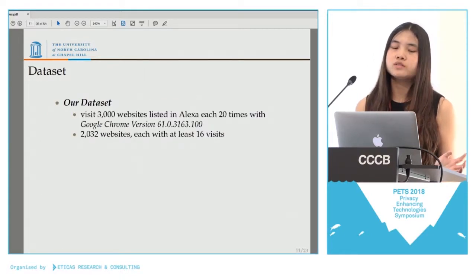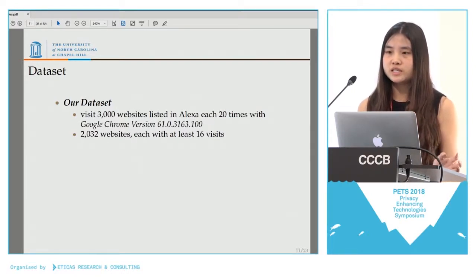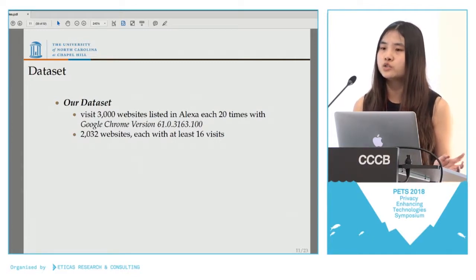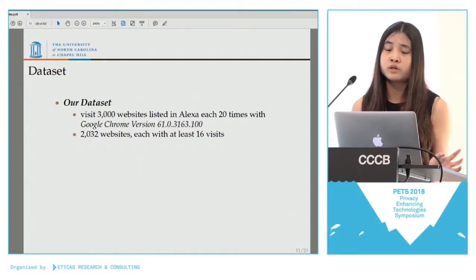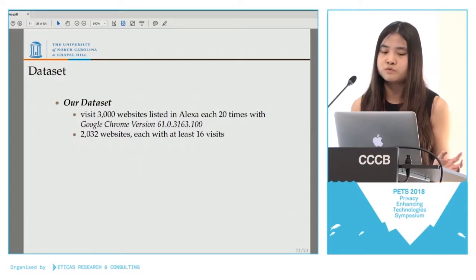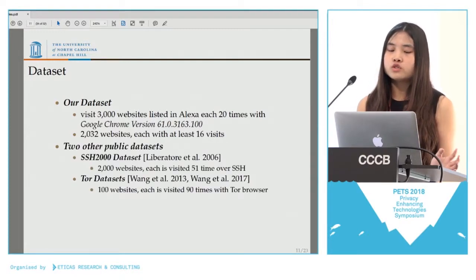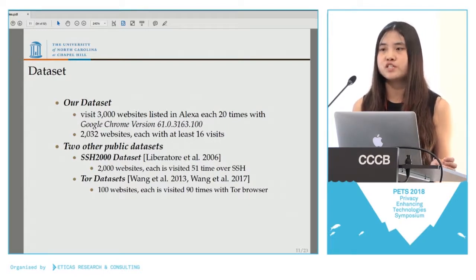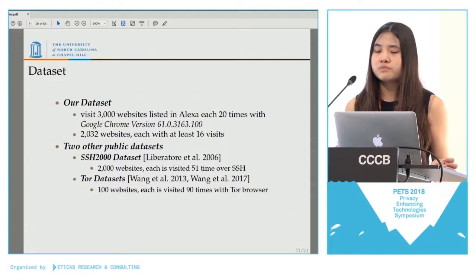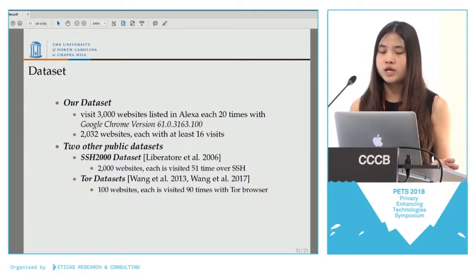So before I talk about our evaluation, let's look at our data set. For feature selection, we collected the data sets by visiting the top 3,000 websites listed in Alexa, each 20 times with Chrome. And after ruling out unsuccessful visits and taking redirection into consideration, we end up with around 2,000 websites, each with at least 16 visits. And we also used other public data sets that were collected in different communication scenarios for performance evaluation: SSH, 2 web datasets collected over SSH, and two Tor datasets collected over Tor browser.